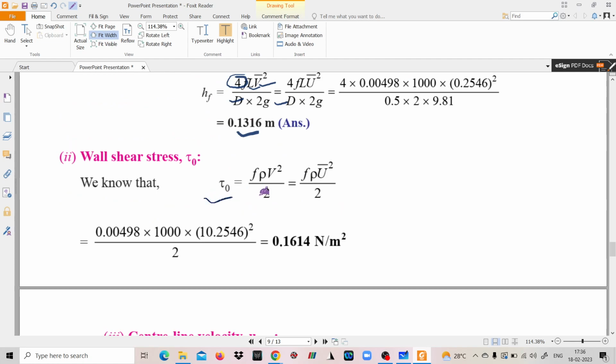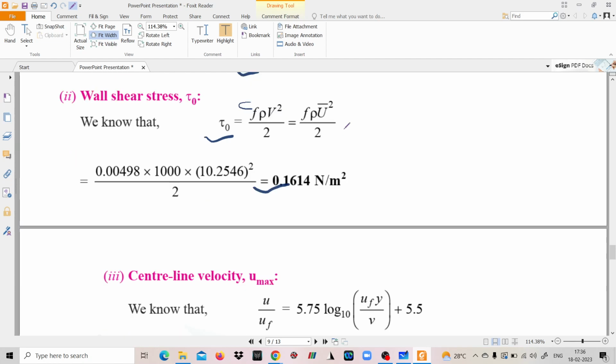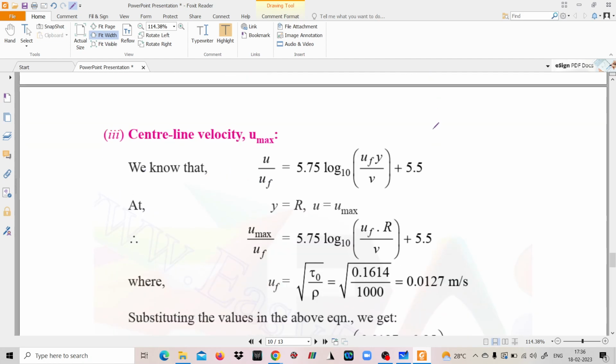Wall shear stress. Again, this is in terms of Fanning's friction factor, that is Cf rho v square by 2, where v is nothing but the average velocity. So you can find the wall shear stress, that is the shear stress at the pipe boundary, tau 0. The center line velocity: see, in case of turbulent flow, if you have gone through the lectures carefully, then you must have seen that in case of laminar flow, the velocity variation was parabolic. However, in case of turbulent flow, it follows a logarithmic distribution.